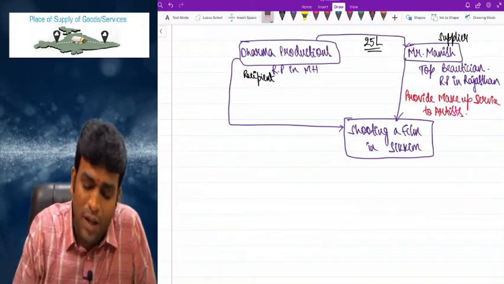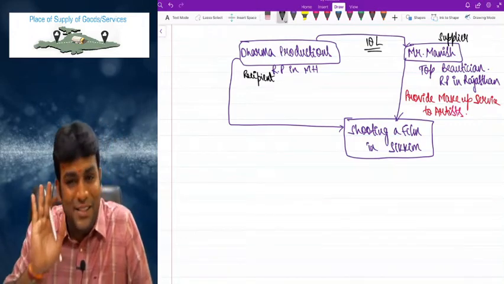25 lakhs became so high. Okay, don't worry, don't become excited. 10 lakhs, happy now? Fine.